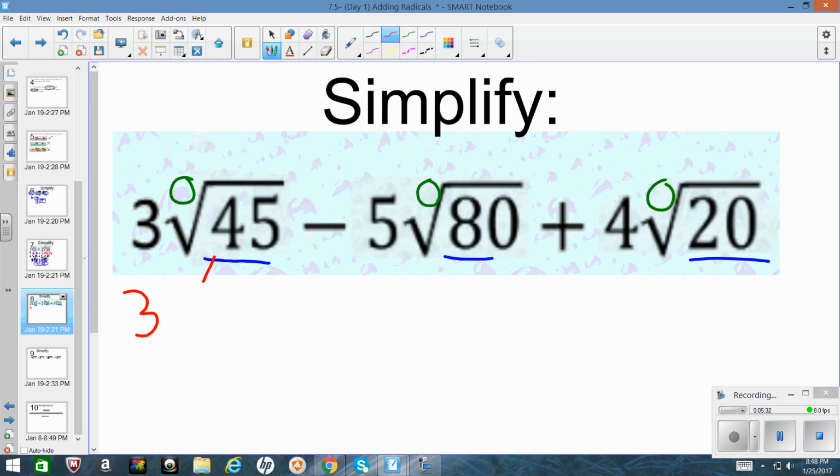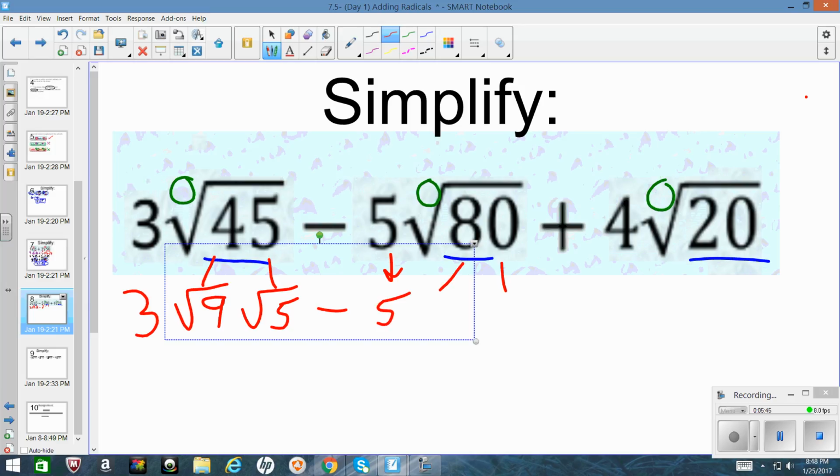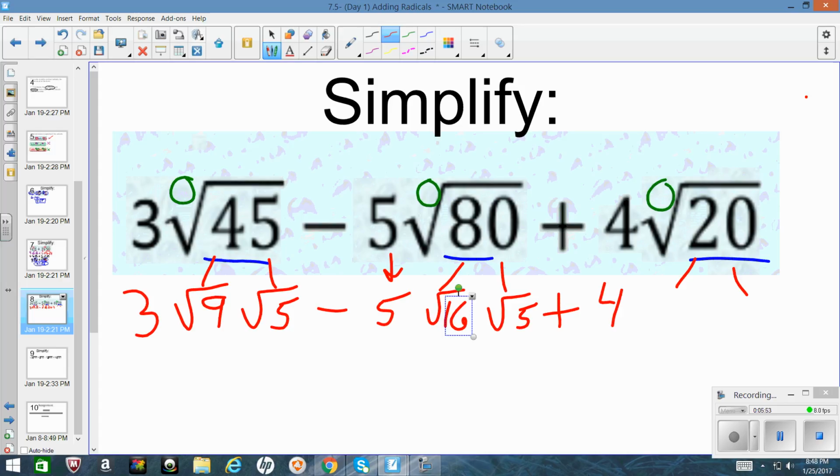3 stays the same. Square root of 45, because we want to find perfect squares, we're going to break that into the square root of 9 times the square root of 5. Minus 5 stays the same. Square root of 80, perfect square that goes into that would be 16 times 5. Then we'd have plus, 4 stays the same. And the square root of 20, perfect square that goes into that is the square root of 4. And we'd use 5 because 4 times 5 gives us 20.